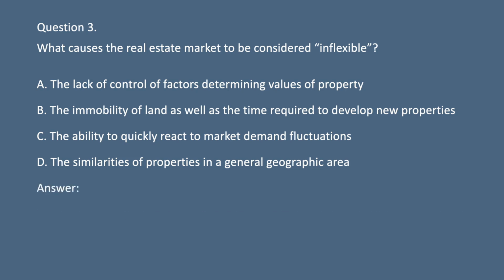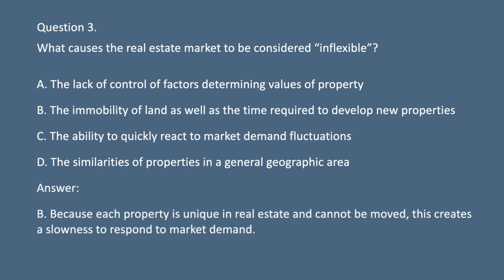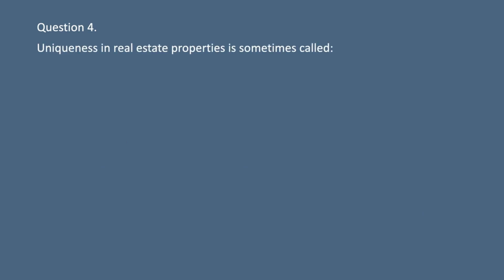Answer. B. Because each property is unique in real estate and cannot be moved, this creates a slowness to respond to market demand. Question 4. Uniqueness in real estate properties is sometimes called A. Situs. B. Conforming. C. Self-same. D. Unvaried.